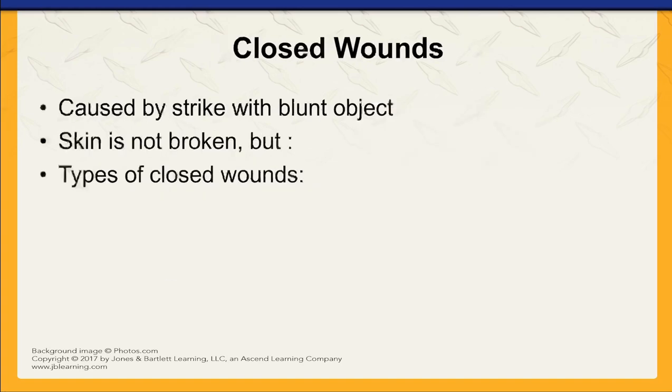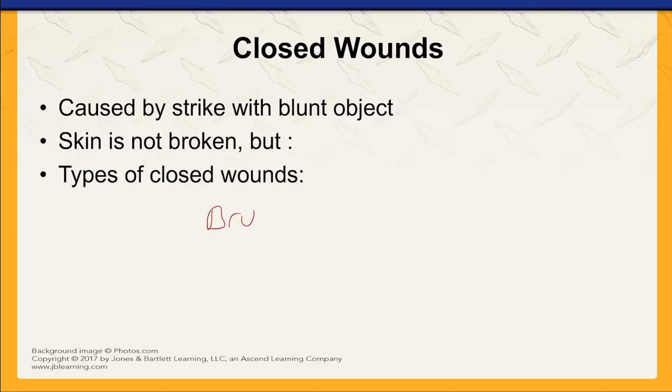For closed wounds, it could be caused by some type of strike with a blunt object. A blunt object comes and hits you. Now, with closed wounds, remember, you're not bleeding outside, but you could be bleeding inside, so there could be internal bleeding in closed wounds. So the skin isn't broken, but there's a good possibility that tissue and blood vessels are damaged, ruptured, or crushed.